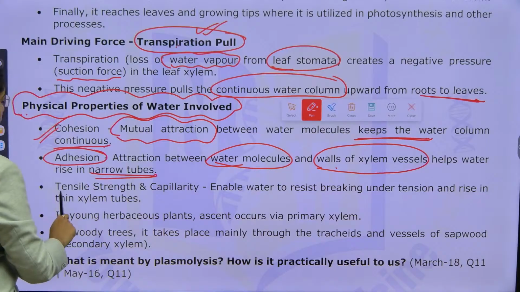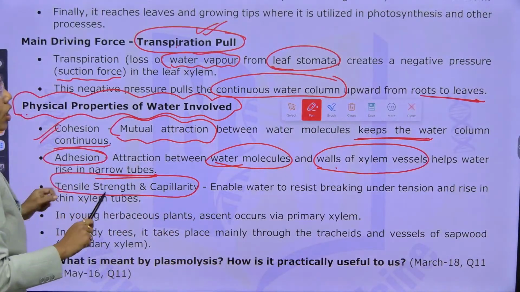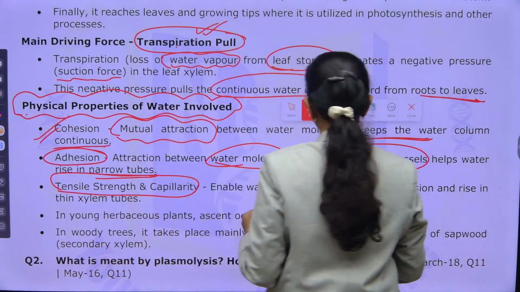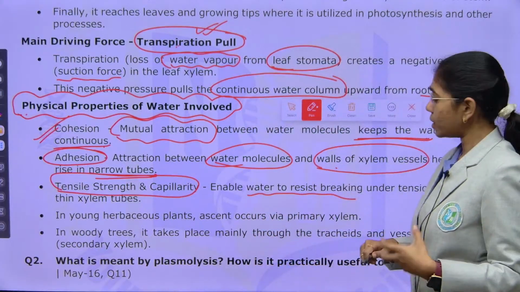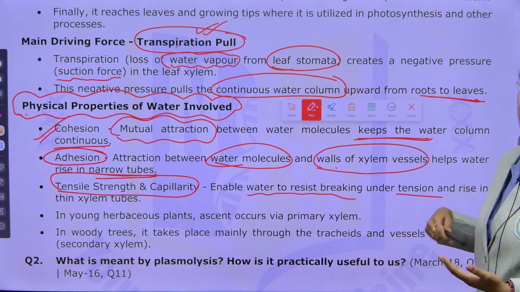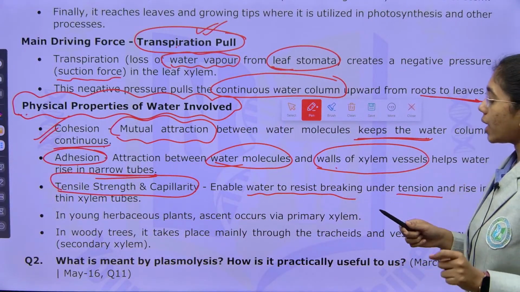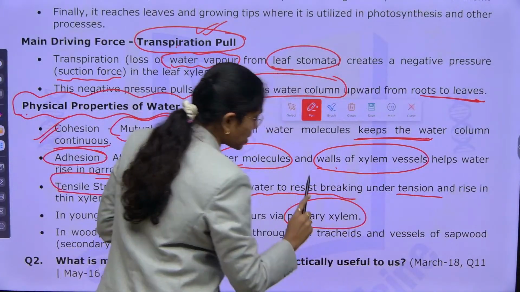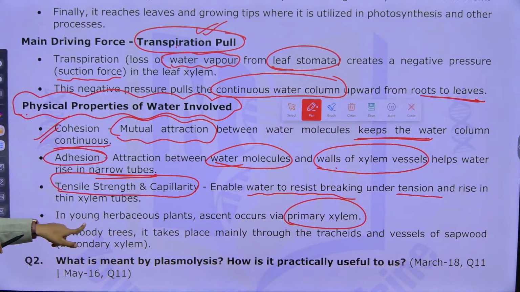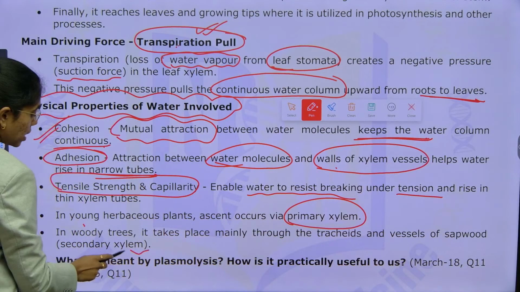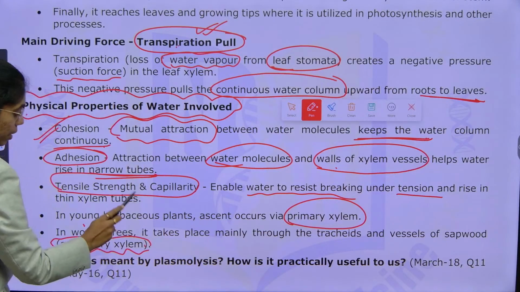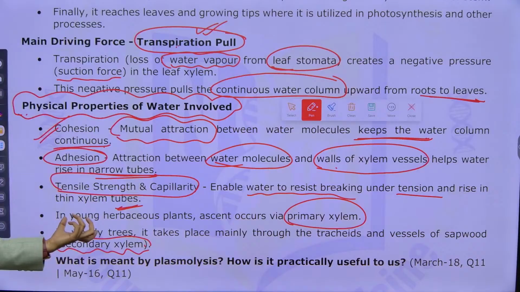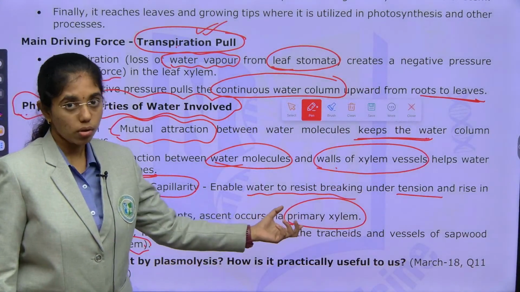Then tensile strength and capillarity. What are tensile strength and capillarity? This will enable water to resist breaking under tension, and to rise in the thin xylem tubes. Next, in young herbaceous plants, ascent occurs via what? Primary xylem, not secondary xylem. In woody trees, you have tracheids and vessels which are well developed, that occurs in secondary xylem. Remember, in young herbaceous plants, ascent is through primary xylem.